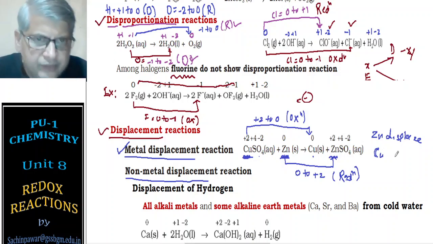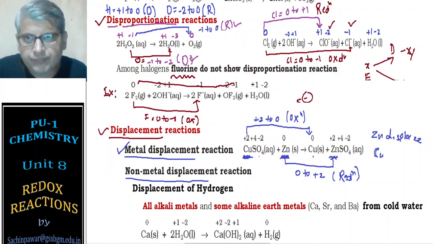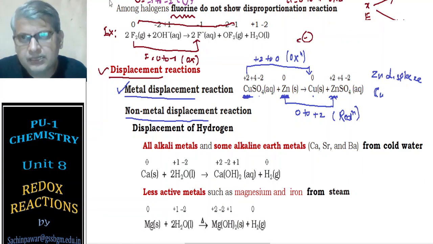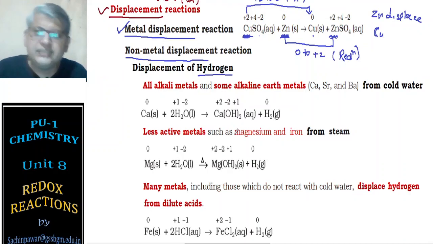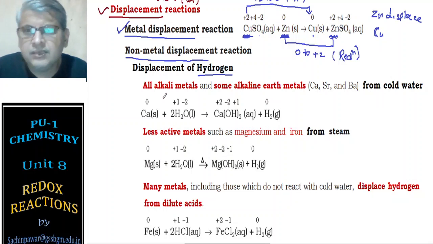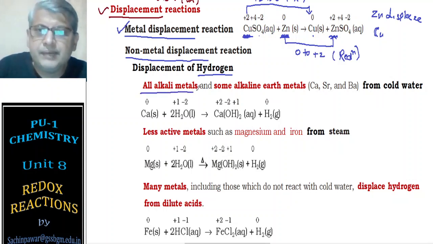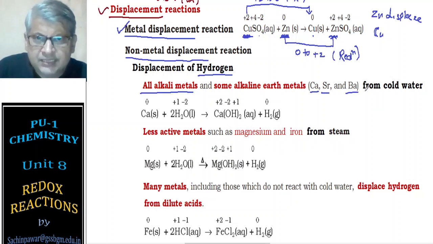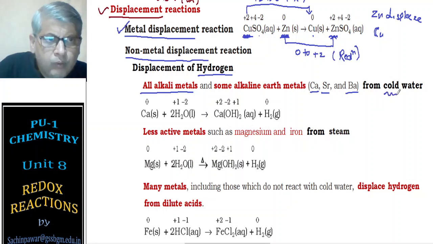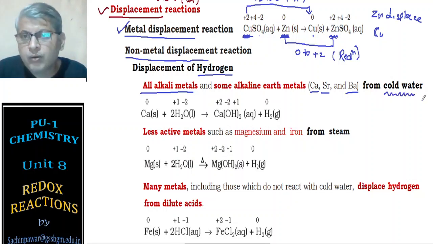Few more examples are there in your government textbook. You can go through it. Okay. So this is regarding displacement reactions of metals. Let's say displacement of non-metals. Now hydrogen is taken as the non-metal, and you will see some examples in your government text. One example is, all alkali metals and some alkaline earth metals like calcium Ca, strontium Sr, barium, can displace hydrogen from cold water.